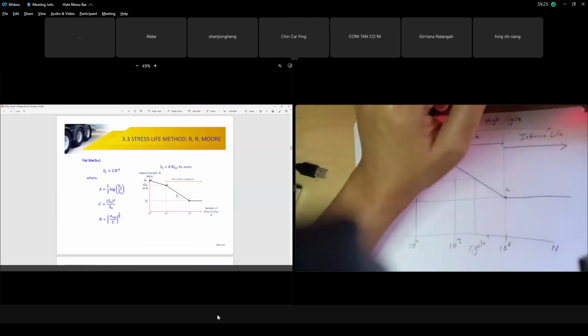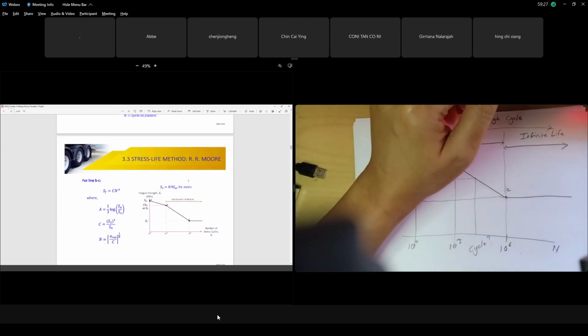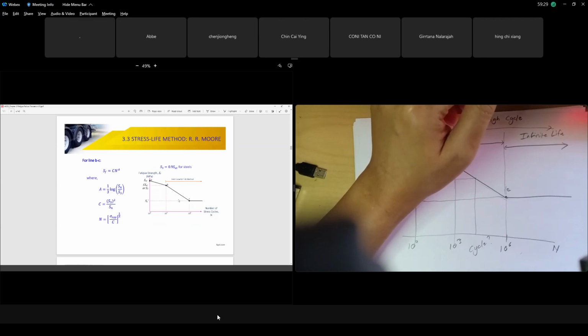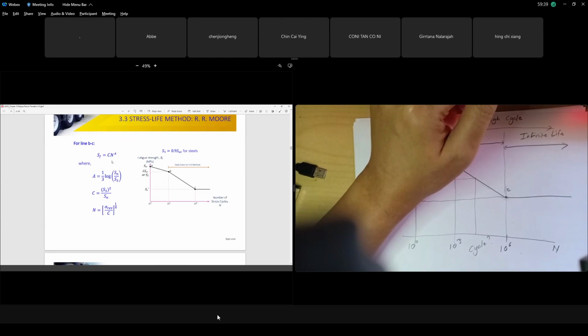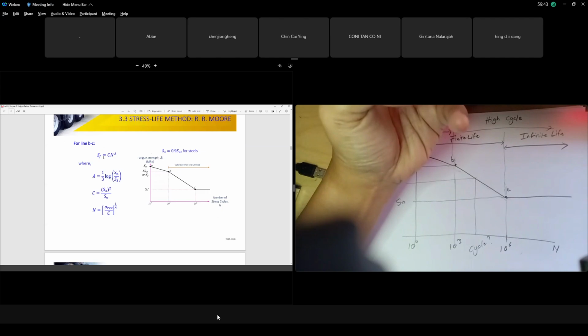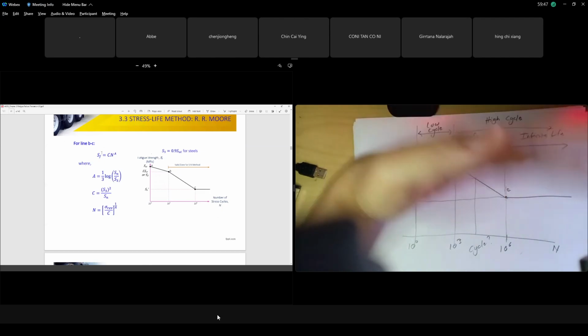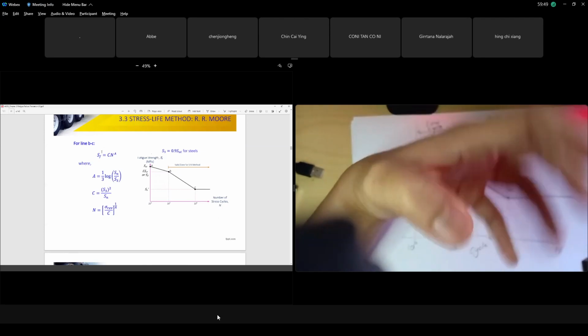If you look at your slide, your notes, at the figure, for line BC, can you see? For line BC, we can predict. SF is your fatigue stress from your analysis that you calculate, and remember your Sn over sigma E, where sigma E is the denominator that you calculate.